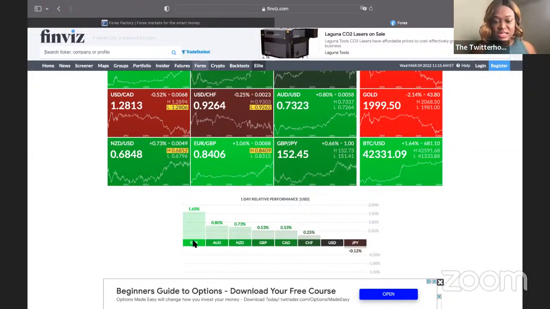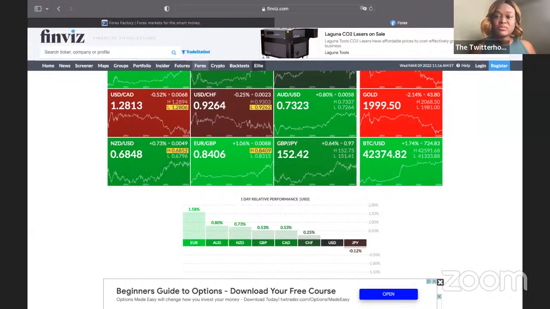And here we see Euro JPY. Euro is the furthest left, which is the strongest. JPY the furthest right, which is the weakest. So I love this. I love how this is looking right here. It looks really good to me right now.